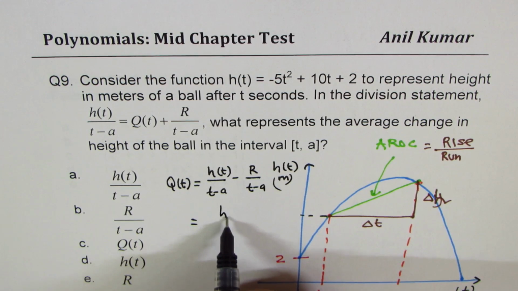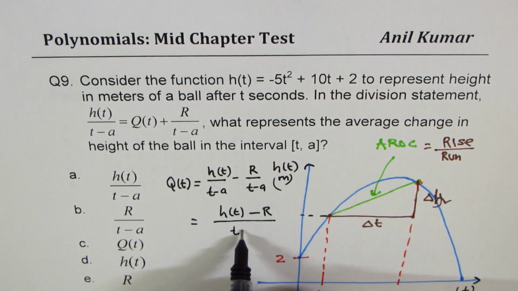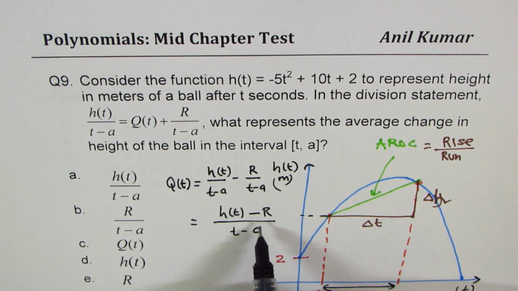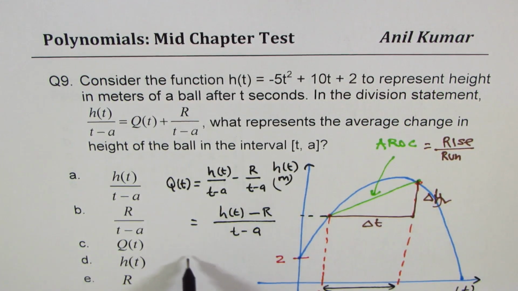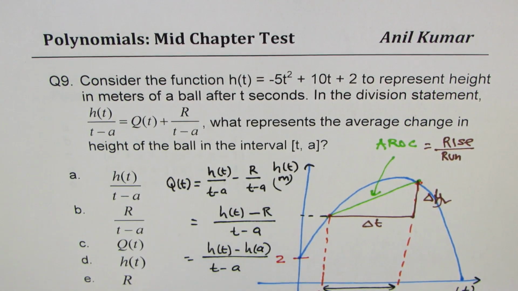So you could write this as h of t minus r over t minus a. Now t minus a is this distance. Actually, I should have written a on this side and t on the other side. Now, h of t is this, and r is h of a. So basically, it is h of t minus h of a over t minus a. Do you see that? So you could have any order, it doesn't really matter.